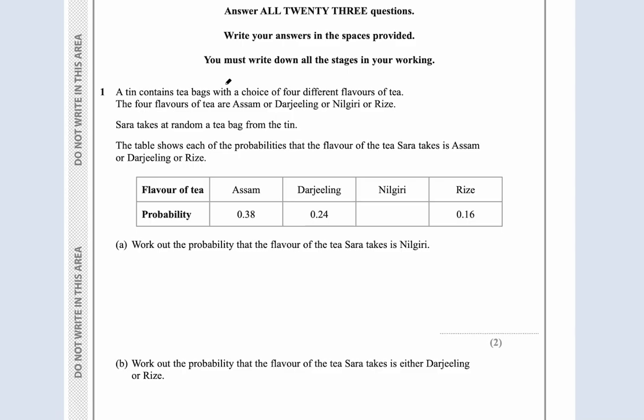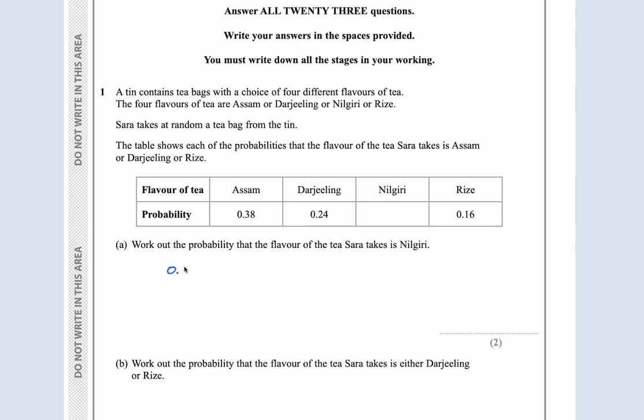So a tin contains tea bags, choice of 4 different flavors. Sarah takes at random a tea from the bag. The table shows the probabilities. Work out the probability that the flavor of the tea Sarah takes is Nilgiri. Okay, easy start guys. These 4 probabilities have to add up to 1.